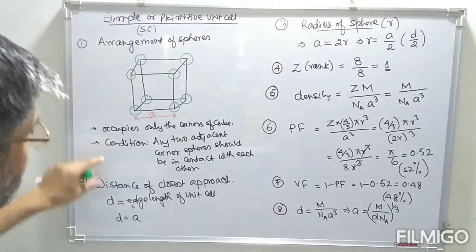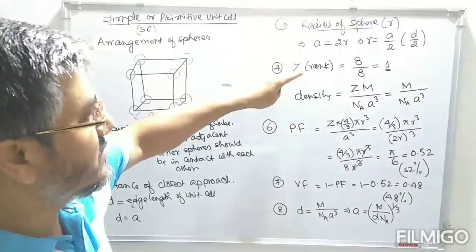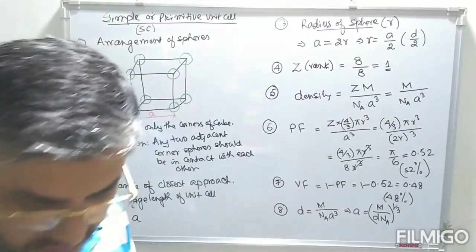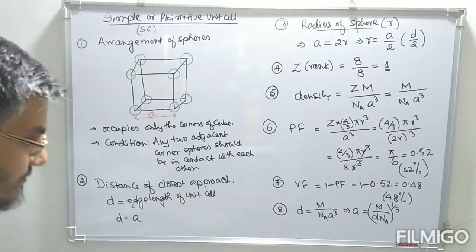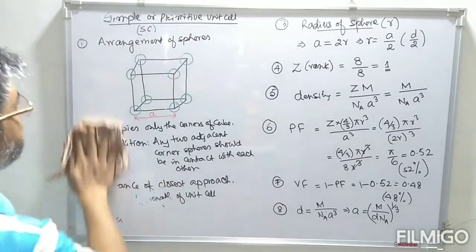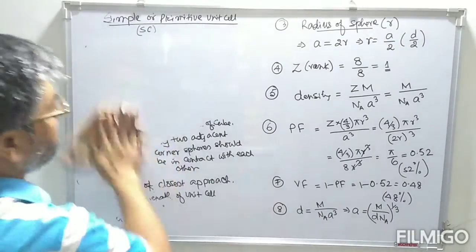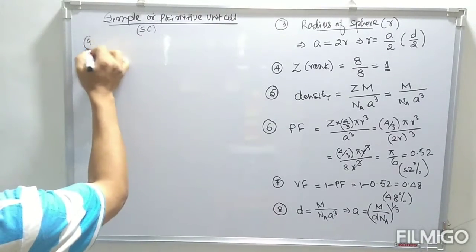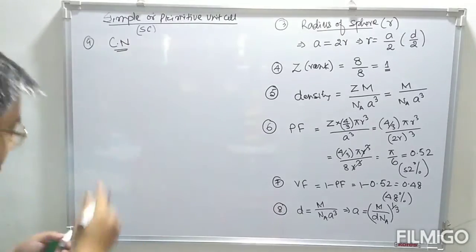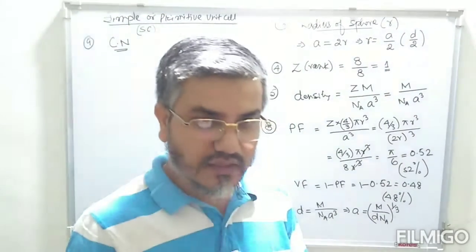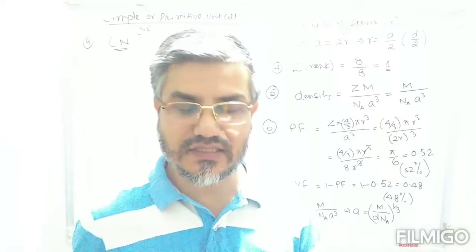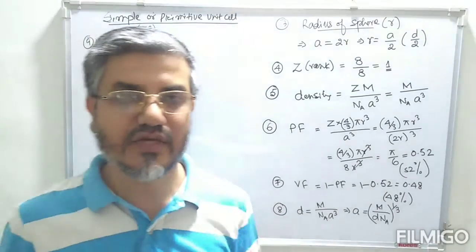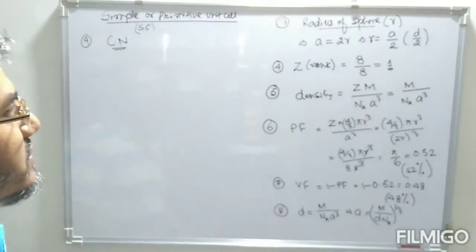So we have defined arrangement, distance of closest approach, the radius of sphere, density, packing fraction, void fraction, and unit cell dimension. Now, what is left is coordination number. Coordination number, as we have defined earlier, is how many neighbors are present at the closest distance. At the closest distance, a particular atom is being surrounded by how many atoms? That is what we call coordination number.